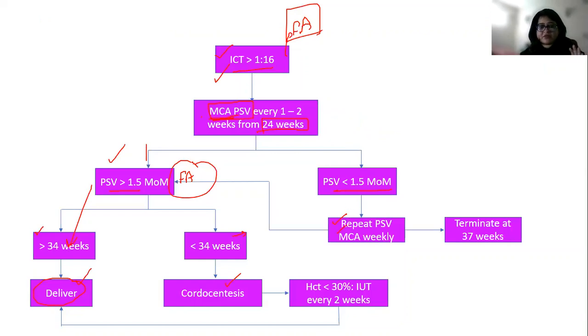So our main aim is to determine fetal anemia. If fetal anemia is there, we deliver her if she's more than 34 weeks. Otherwise, we give intrauterine blood transfusions. If there is ICT positive, but there is no evidence of fetal anemia, then we can take her till 37 weeks, of course with repeating PSV MCAs weekly.